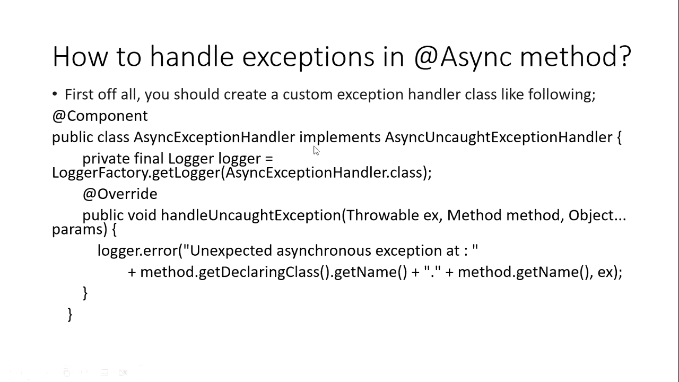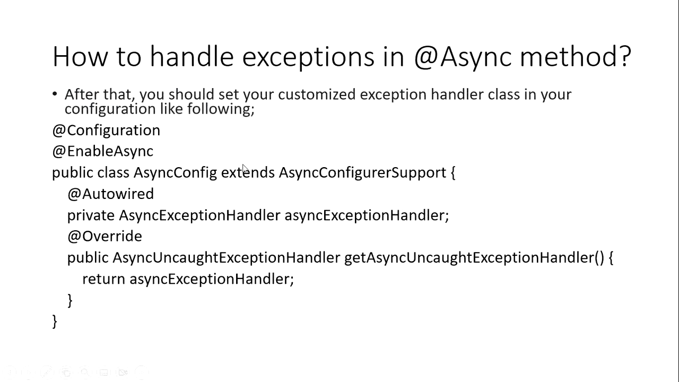How do we handle exceptions in an async method? As I said, first we need to write an exception handler which implements AsyncUncaughtExceptionHandler. Here you add your customized log statement. Now this async exception handler you need to point to in the async configuration class, which extends AsyncConfigurerSupport. Here we are overriding the default exception handler with our own async exception handler. So this is the end-to-end discussion about asynchronous communication in Spring Boot.